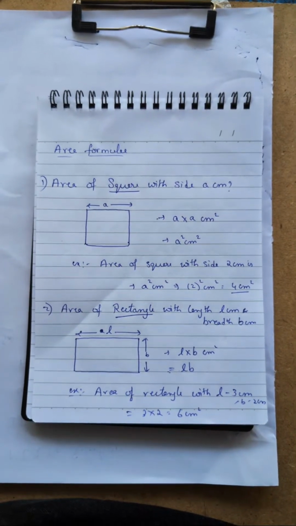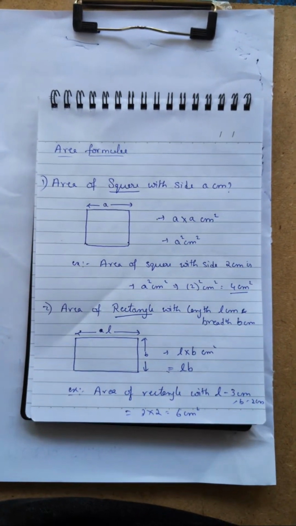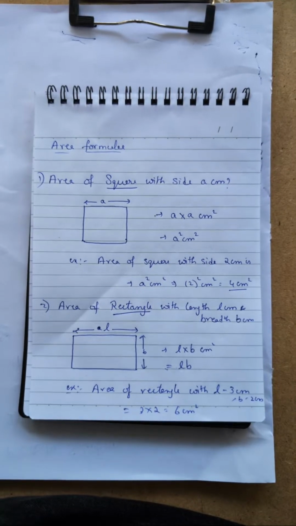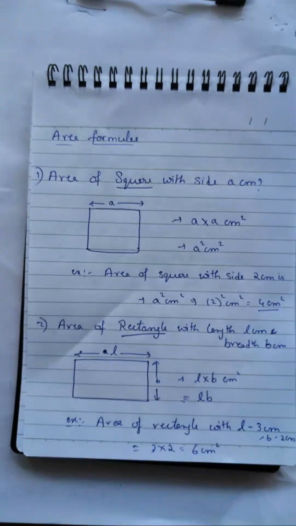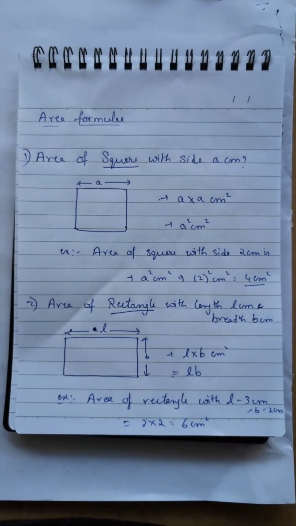So today we are going to discuss all the areas, formulas, perimeters, surface areas and total volumes for all 3D figures as well. So let's start with the first one, that is area of square with side a centimeters.